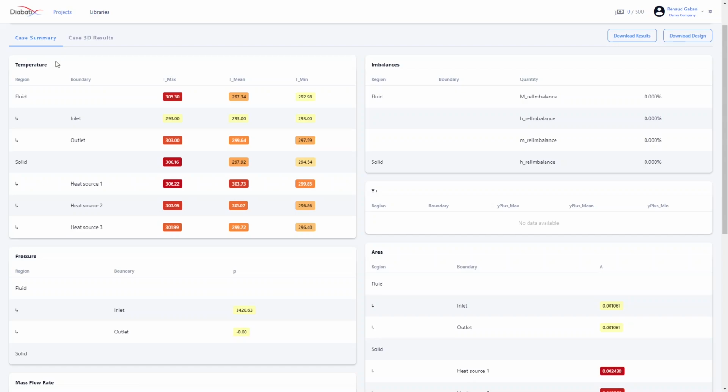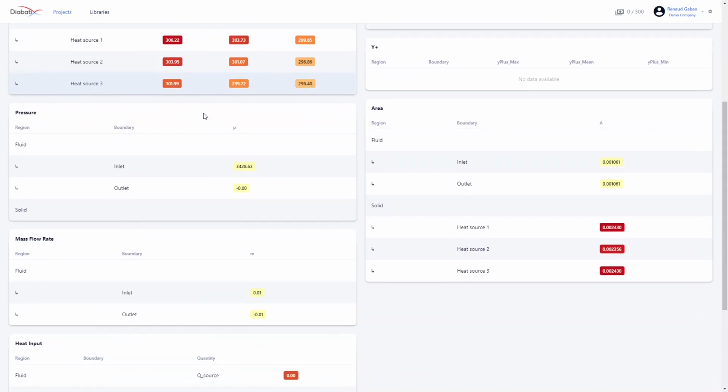The first table displays the maximum, the mean, and the minimum temperature that is measured on each entity, either a region, a boundary, or possibly a subregion. The coloring helps spot immediately the coldest and the warmest entities. Temperatures are here expressed in Kelvin.